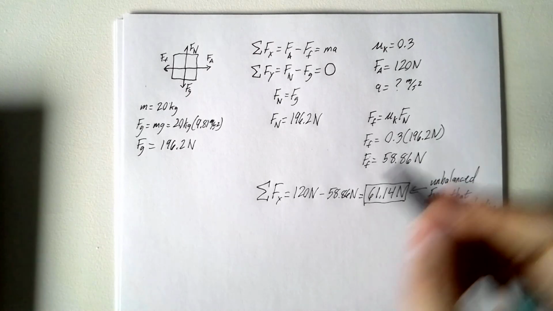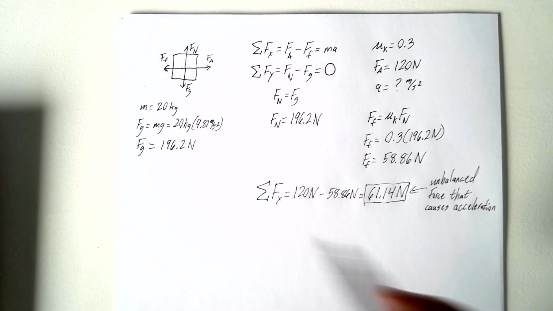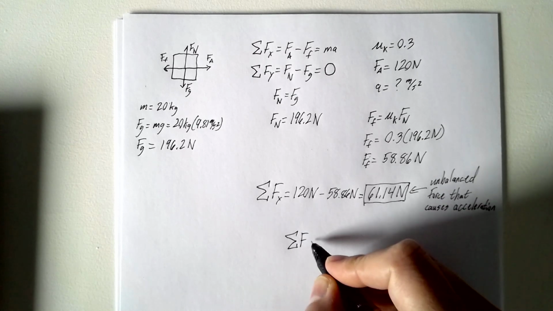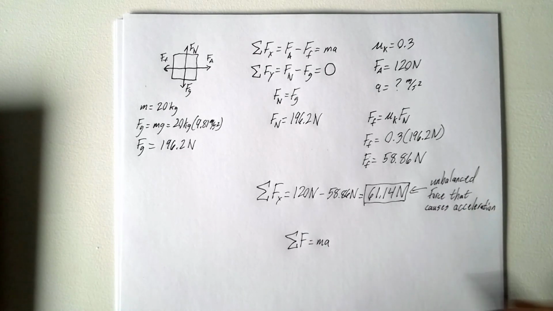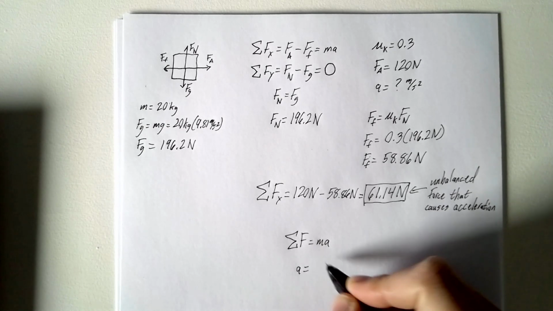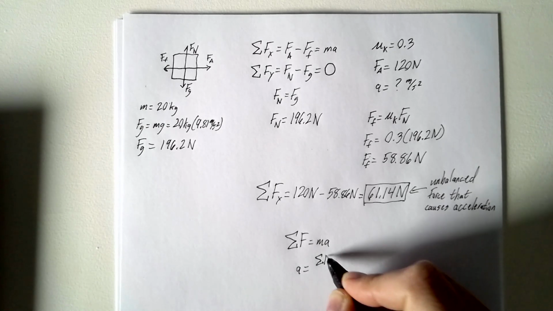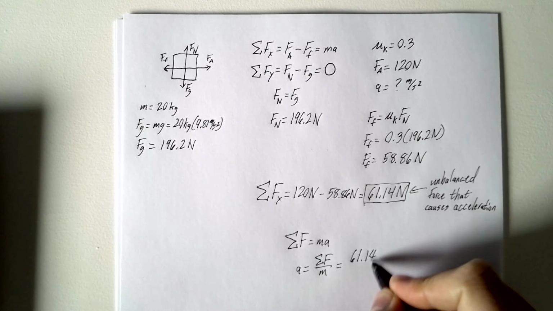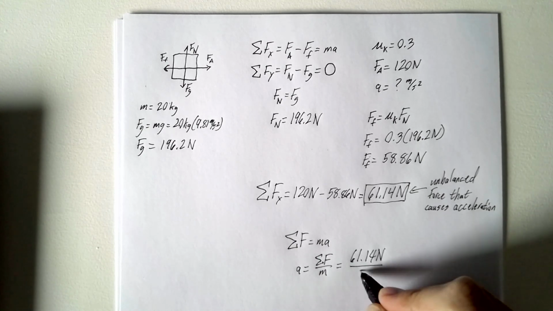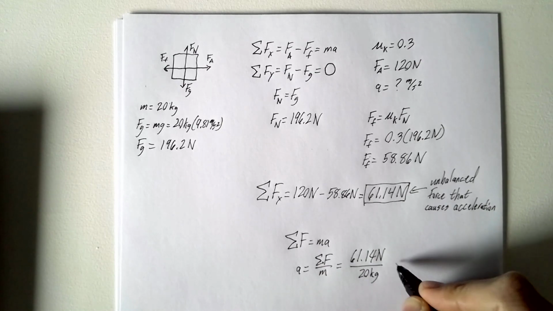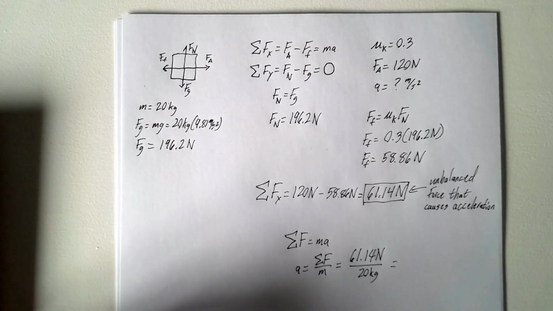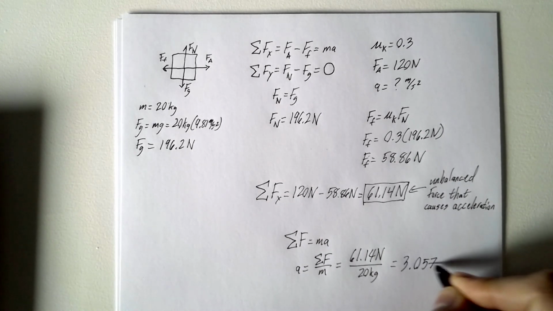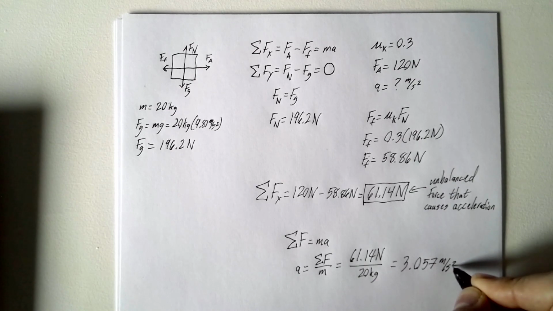So then, to find the acceleration based on our 20 kilogram mass, we go to Newton's second law. Net force equals m times a. We want to find a, our net force divided by m. So we get 61.14 newtons divided by 20 kilograms. And our acceleration is 3.057 meters per second squared.